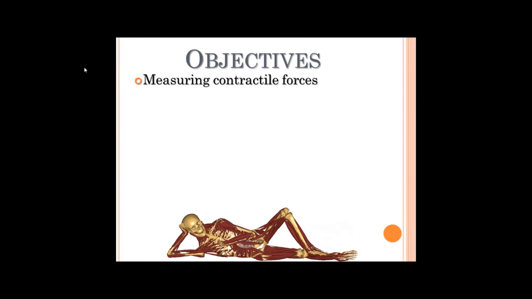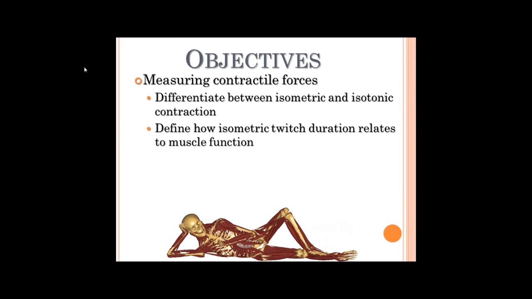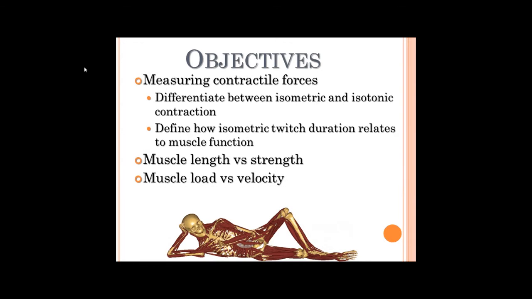Today's learning objectives will cover how we measure contractile forces, and within that, how to differentiate between both isometric and isotonic contraction. And we'll also take a look at how isometric contraction relates to muscle function. We'll also look to see how muscle length and muscle load affects muscle performance in regards to strength and velocity. And lastly, we'll take a short look at the biomechanical muscle arrangement in the body and how the body uses levers to manipulate movement.